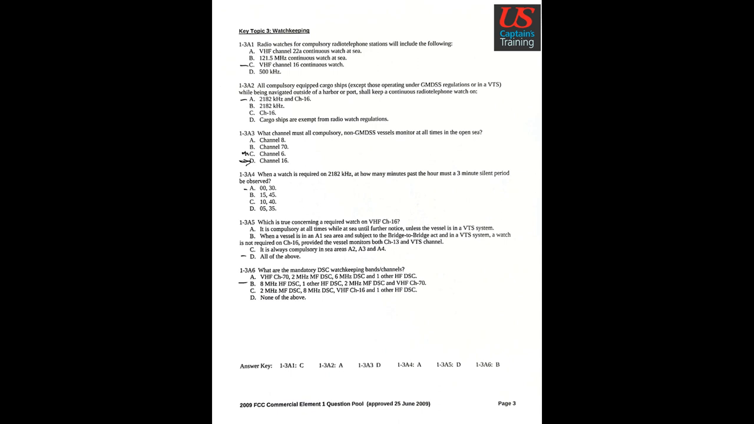3. What channel must all compulsory non-GMDSS vessels monitor at all times in the open sea? D, channel 16. 4. When a watch is required on 2182 kHz, at how many minutes past the hour must a 3-minute silent period be observed? A. 0 and 30.